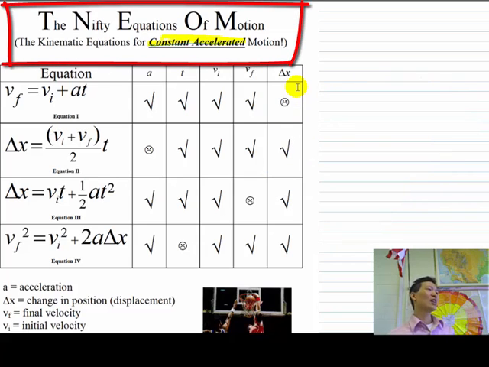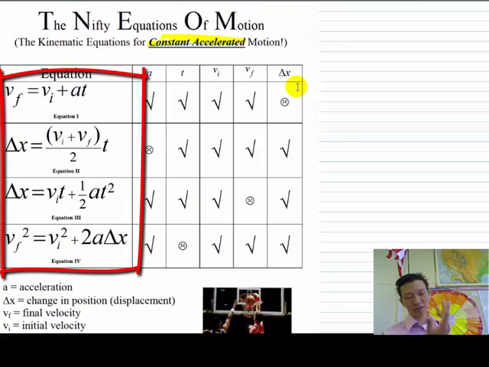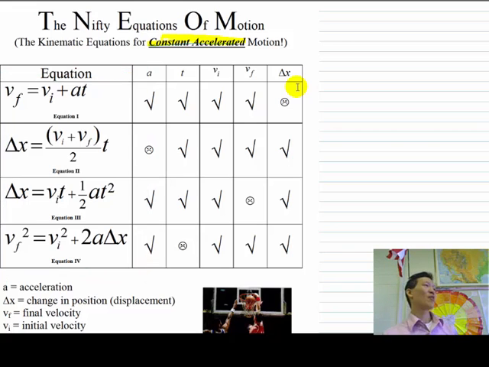They are as follows. Equation 1 is VF equals VI plus AT. Equation 2 is delta x equals VF plus VI over 2 times t, or VI plus VF. It doesn't matter the order. Equation 3, that's a big one, a Galileo one, is delta x equals VIT plus 1/2 AT squared. And then equation 4 is VF squared equals VI squared plus 2a delta x. I think by the end of this unit, you'll actually have these memorized like me, but you don't have to memorize them forever. Let's unpack this for you.